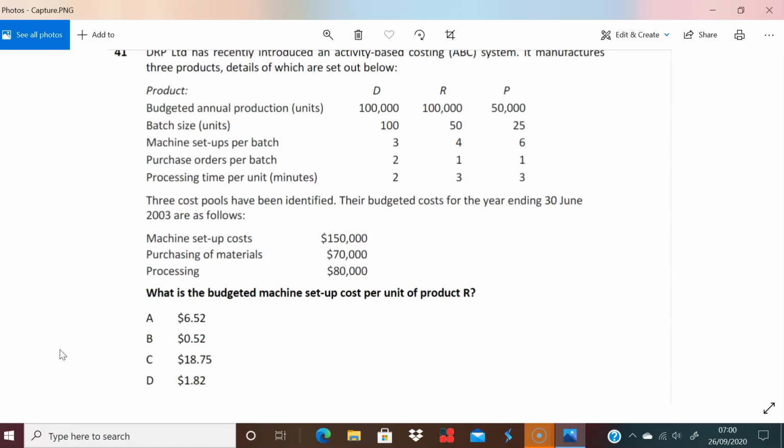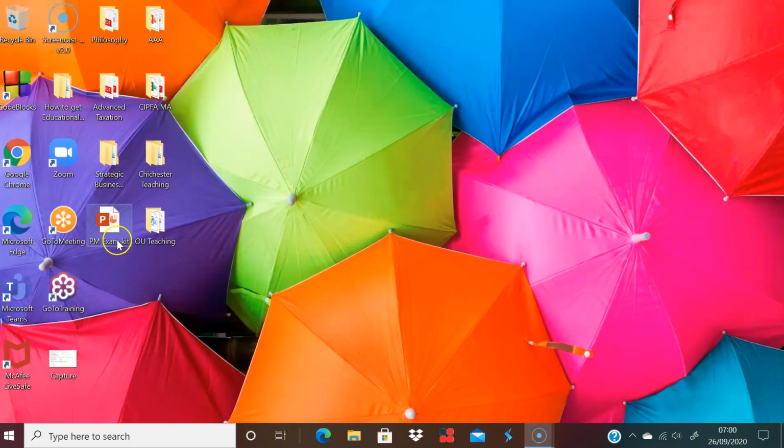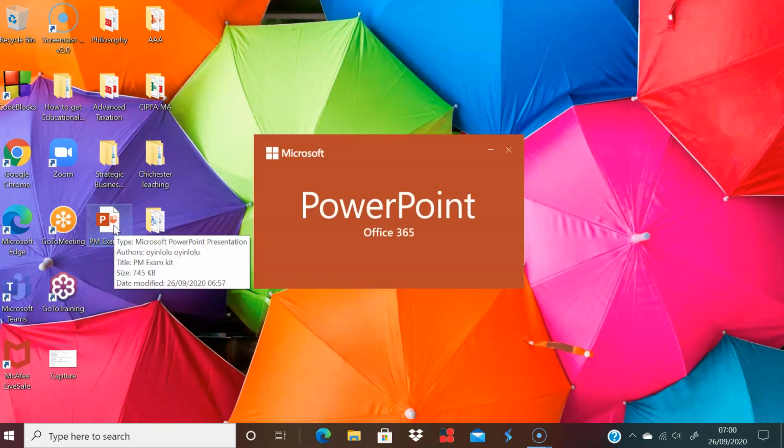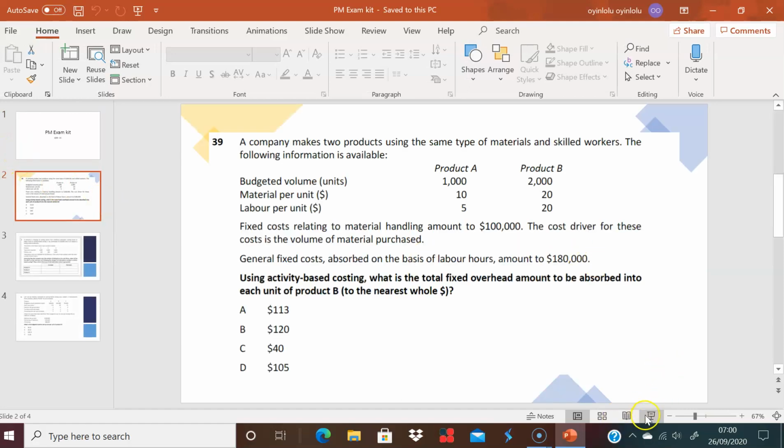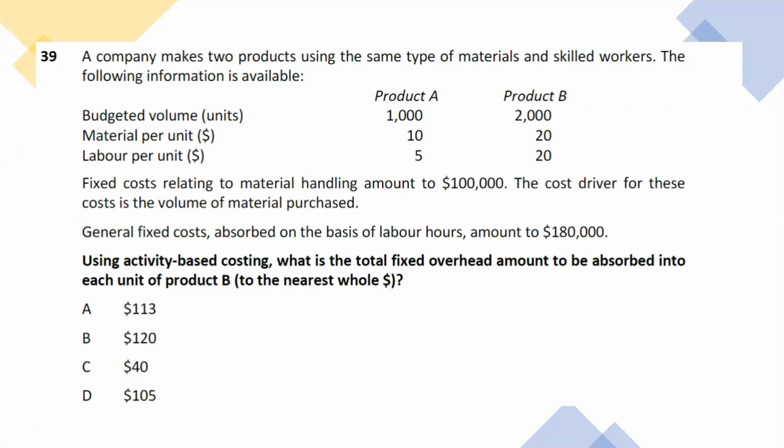Yes, 39 to 41. I'm going to try and do them all together, one after each other. Oops, sorry, it's not that one. It is that one over there. Let's see. Question 39 to 41. So let's look at this and work through this.